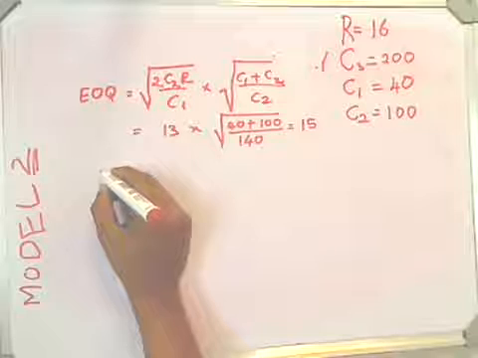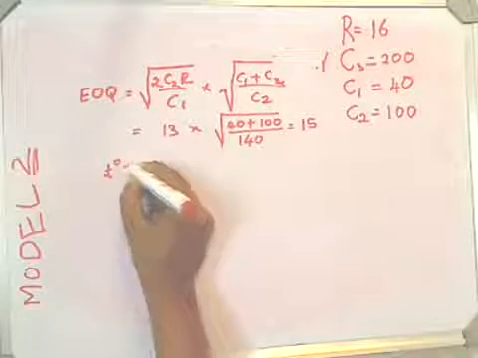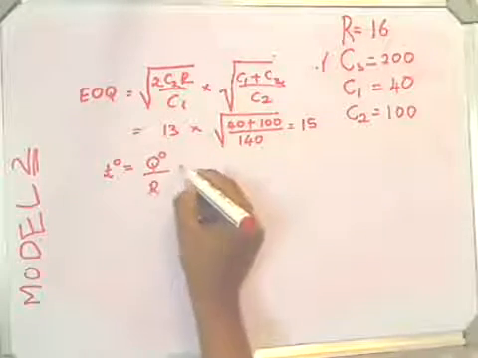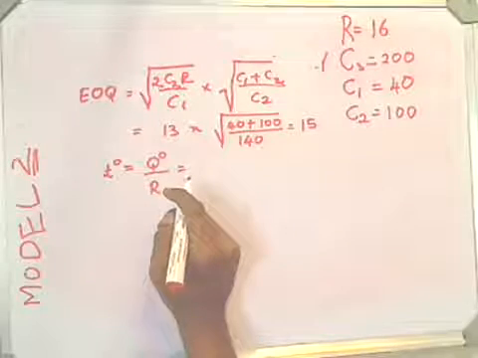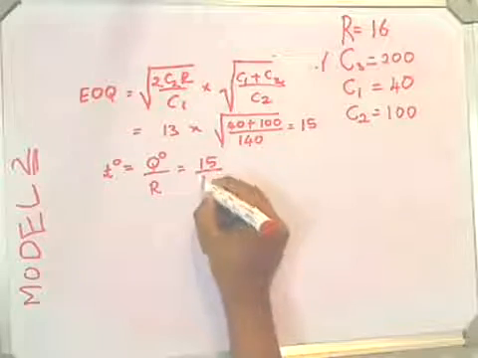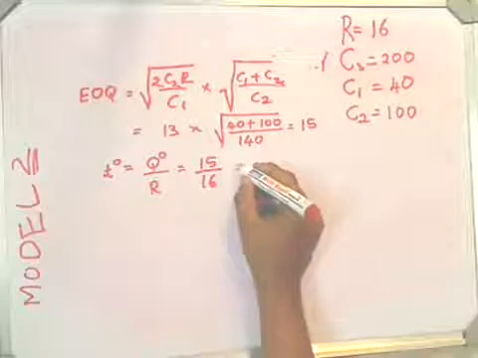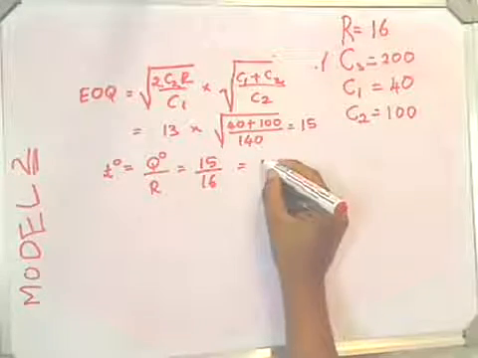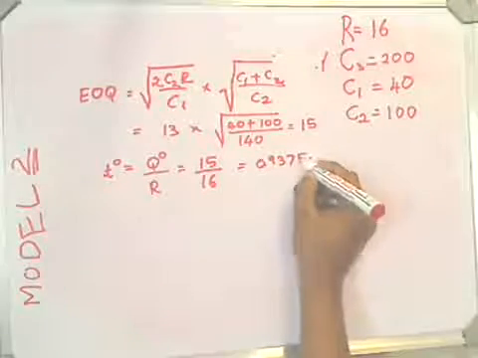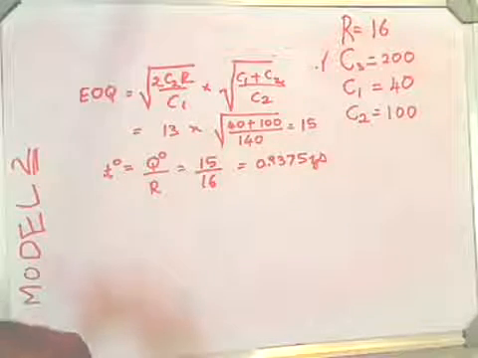Now, the reorder time here would be T naught, which should be equal to Q naught divided by R. T naught equals Q naught divided by R. Now 15 divided by 16. Q naught would be the one that I'm getting in this answer. Now this would give me 0.9375 years. This is what I should be able to get.